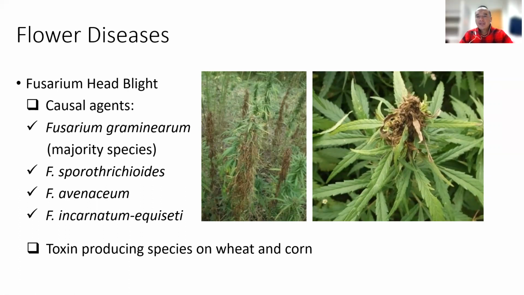So a little bit about the management of this disease. We probably do not want to include wheat and corn as rotational crops with hemp. Since the utilization of hemp has been extended for human and animal consumption, reports of these mycotoxin producing species on hemp have indeed raised concerns for the hemp industry.